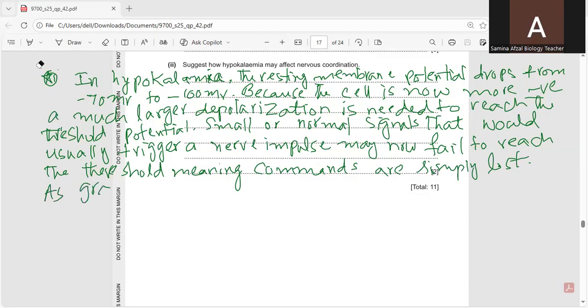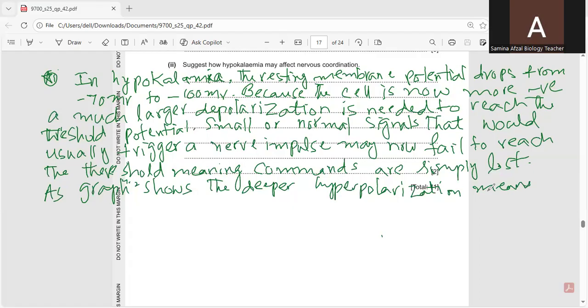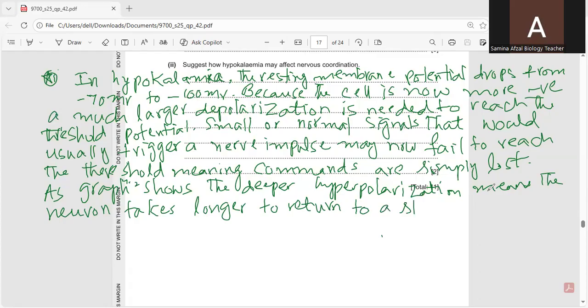As graph 7.2 shows, the deeper hyperpolarization means the neuron takes longer to return to a state where it can fire again.